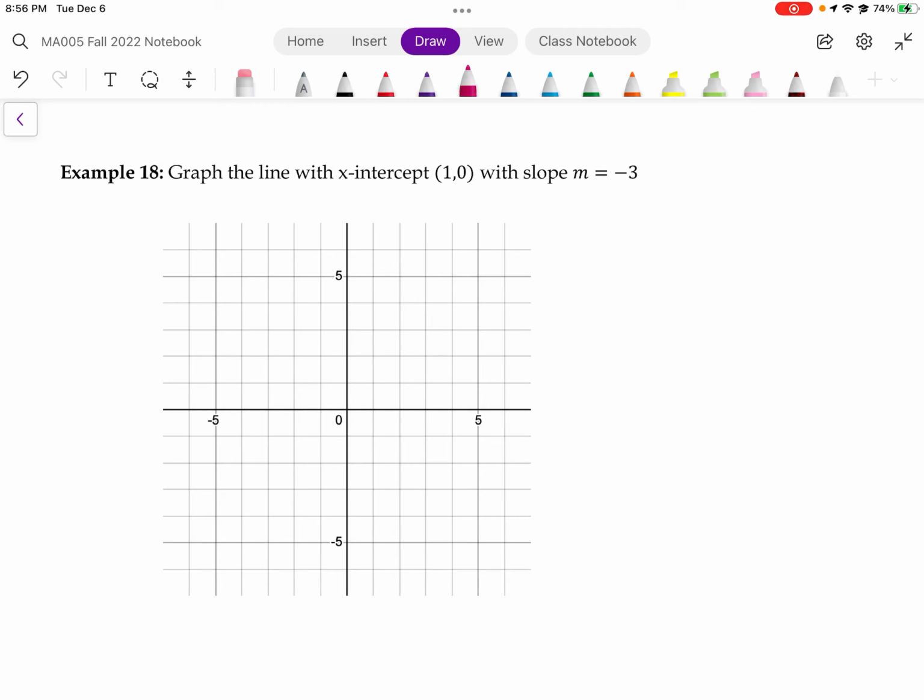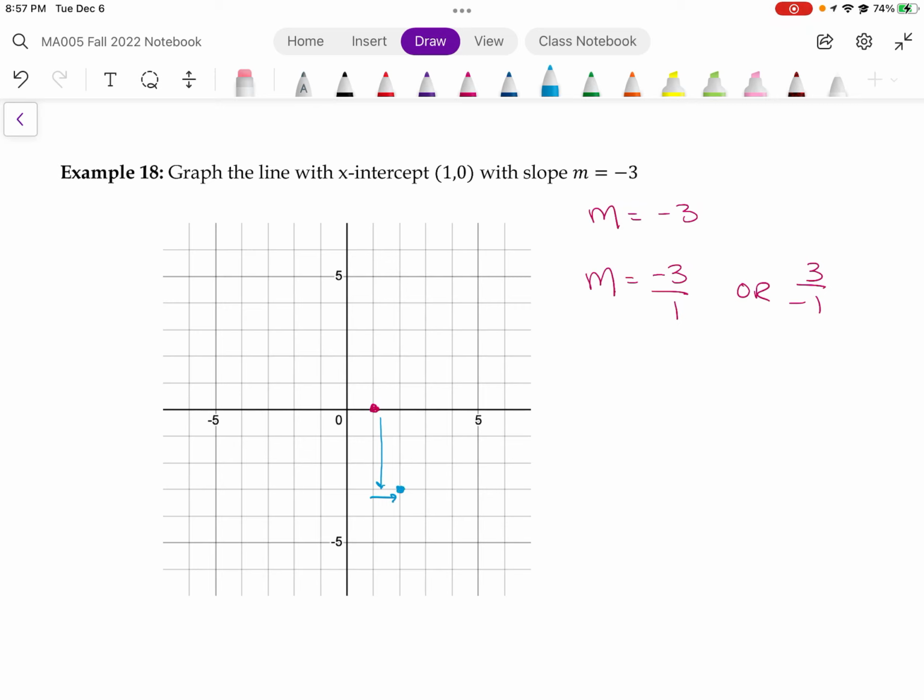All right, x-intercept (1, 0) is here. A slope of -3 means m equals -3 over 1, or it could equal 3 over -1. As long as the 3 is over 1. It's not 1/3, it's 3 over 1. All right, so m is -3, so down 3 and right 1, and we get right there.